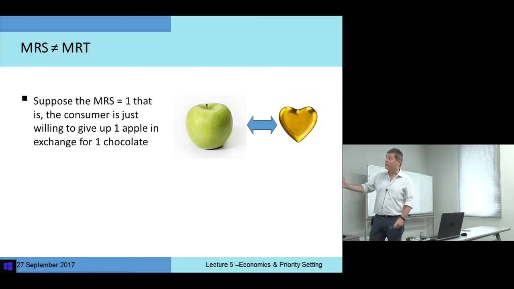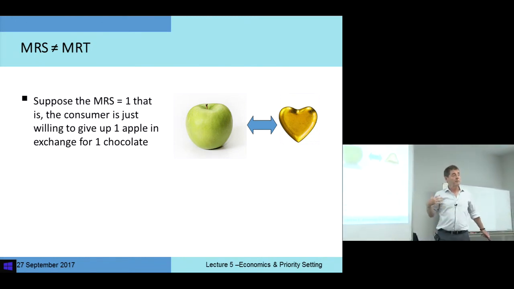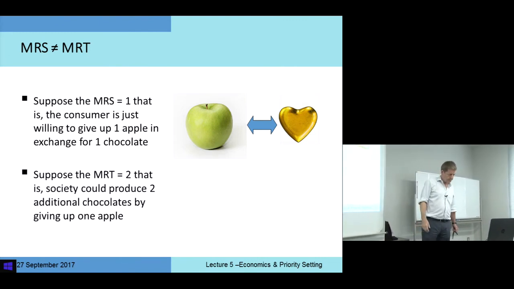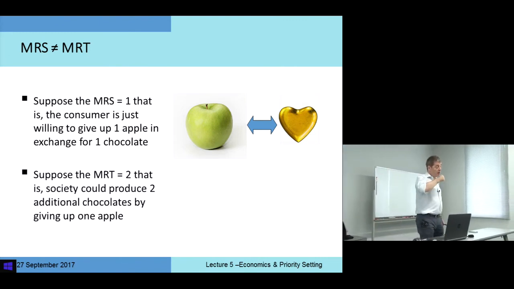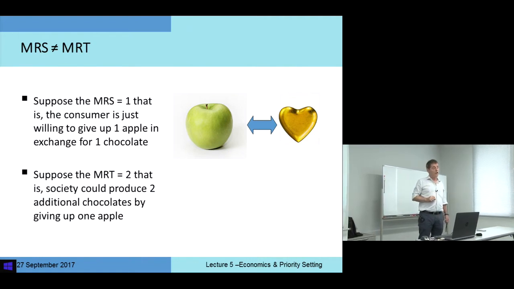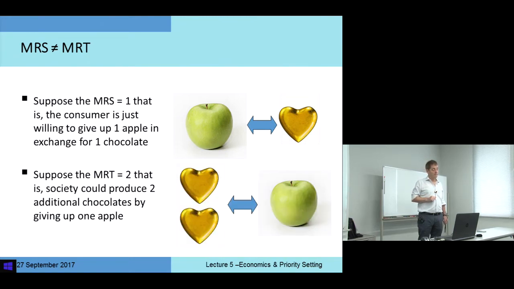So marginal rate of substitution here, 1 for 1. People are willing to give up an apple if you can compensate them with 1 chocolate. Let's suppose, however, the marginal rate of transformation is equal to 2. And by that we mean society could produce 2 additional chocolates by giving up or cutting back production of apples by 1. So the marginal rate of transformation, 2 for 1.